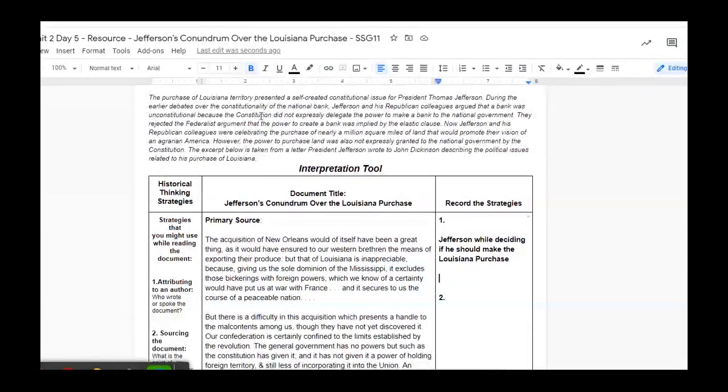Let's see. Purchase of Louisiana Territory presented a self-created constitutional issue for President Thomas Jefferson. During the early debates over constitutionality of the National Bank, Jefferson and his Republican colleagues argued that the bank was unconstitutional because the Constitution did not expressly, explicitly, exactly, I'm making a big deal that it didn't exactly say it straight out, delegate or give the power to make the bank to the national government. They rejected the Federalist argument that the power to create the bank was implied or understood by the Elastic Clause.